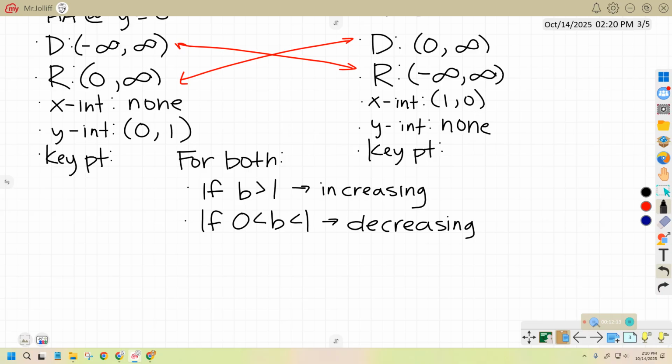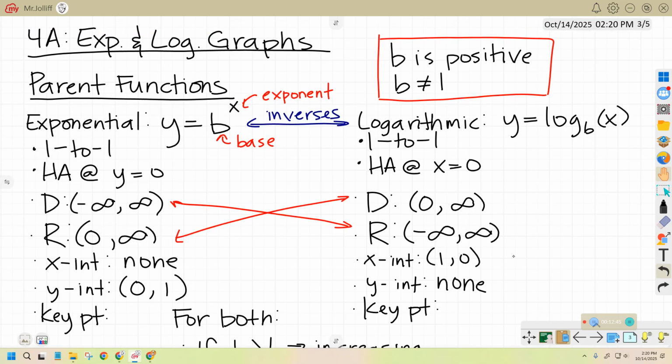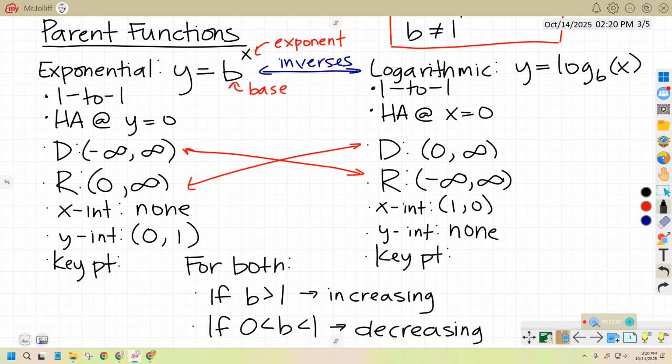For an exponential, I'm going to scoot you back up for a second. If I take this expression and I plug in 1 for x, what is b to the 1? It's not 1. It's not 0. 5 to the 1 is 5. 10 to the 1 is 10. b to the 1 is b. Yeah. So this guy has a key point at 1, b.